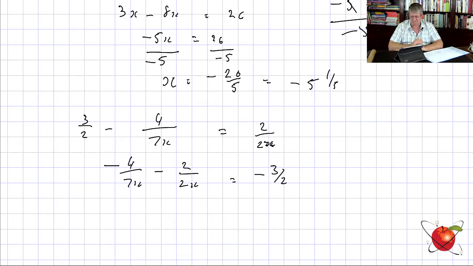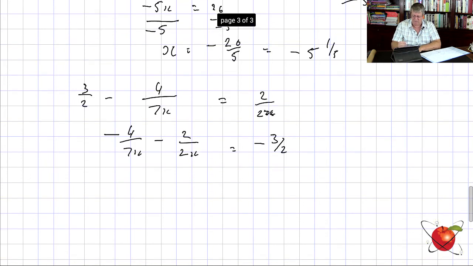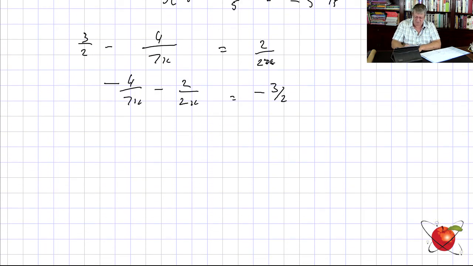That's straightforward, isn't it? Now, what can I do? I now want to subtract these terms, all right? Well, first of all, I can say, just a second, hold on. I don't want to work with minus signs. So let us multiply everything through by minus 1, shall we? So if I multiply by minus 1, this is going to change to 4 over 7x plus 2 over 2x equal to 3 over 2. Right.